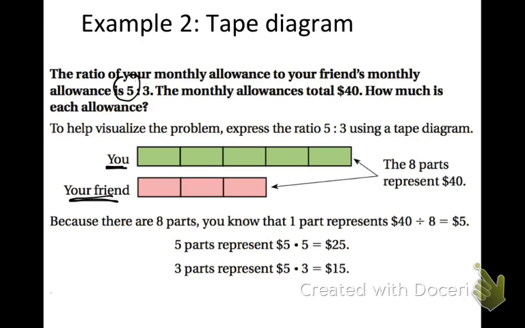Remember, you have 5, so you're going to draw 5 boxes. 1, 2, 3, 4, 5. And your friend is 3, so you're going to draw 3 boxes for your friend. And you have 8 total parts. Okay, and those 8 total parts have to equal $40.